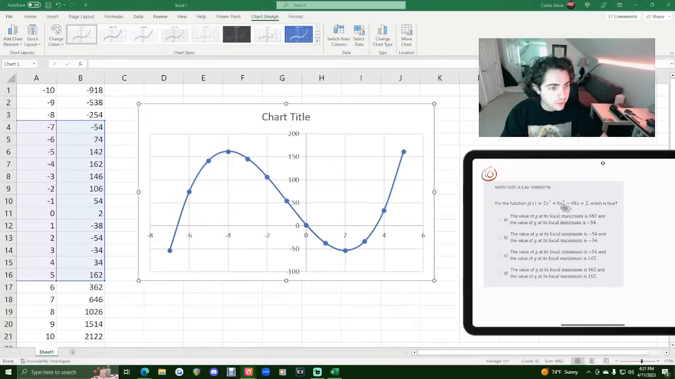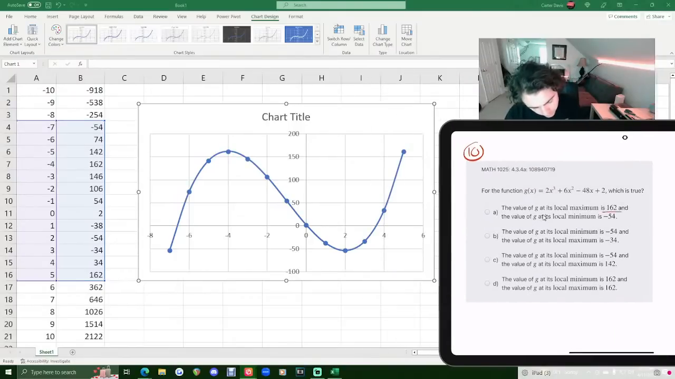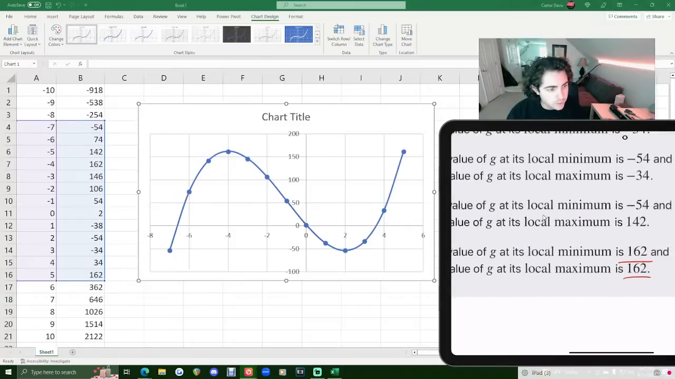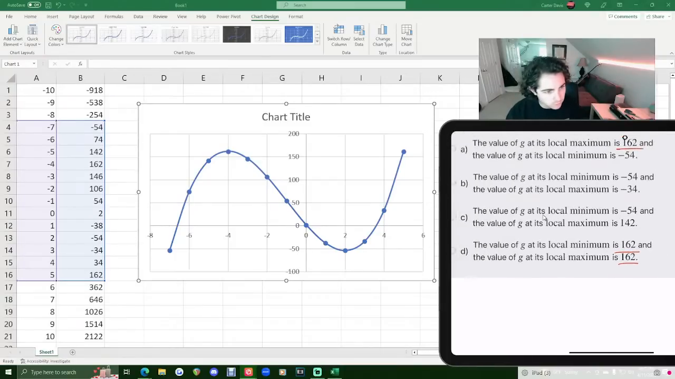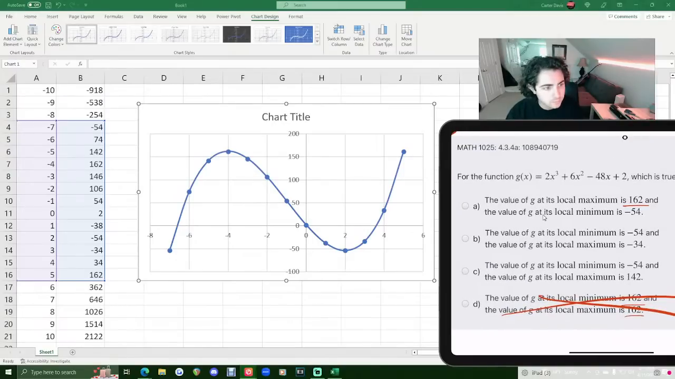And so looking at our little answers here, we definitely see a 162 here and here and here. But I guess it wouldn't make sense that the local min and max is 162, right? So that's out of here. So that only leaves A. But let's talk about why A is right.